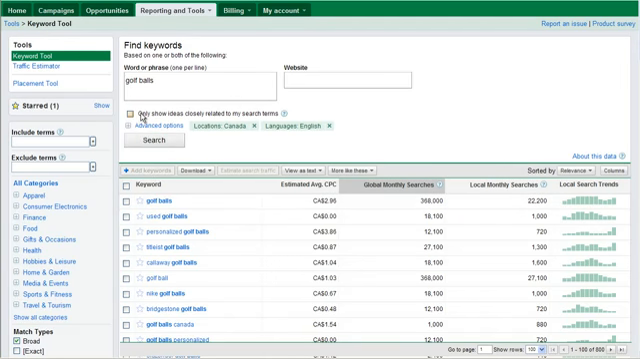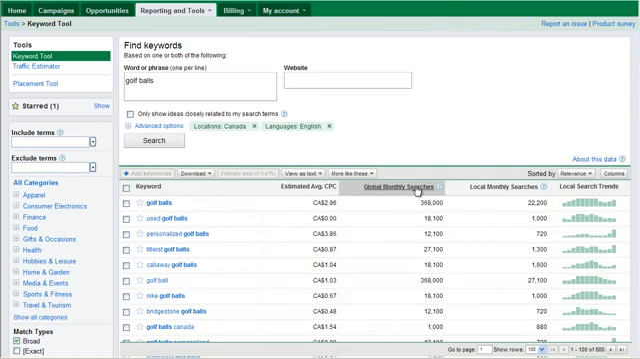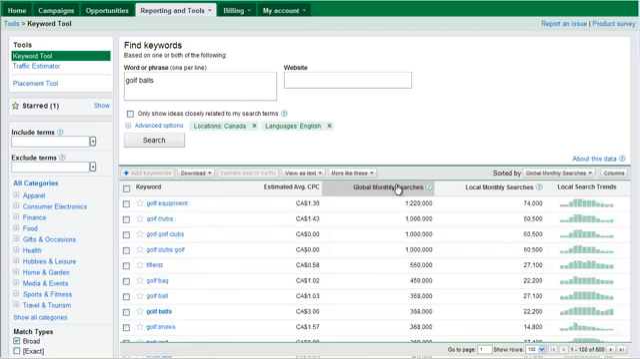This is because we haven't enforced only show ideas closely related to my search terms. If we were to tick that off, only golf ball phrases would be included. And I'll show you here. We're just going to sort by monthly demand. So now we've sorted by global monthly demand, and we can see golf equipment is not golf balls. So if I was selling golf balls, I might not really want this data in here.